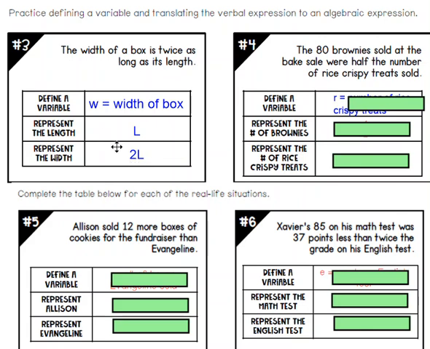That's a summary of what's going on here. The width can be W, but it's equal to double the length. All right, that's what this sentence up here said. The width is twice as long as its length.